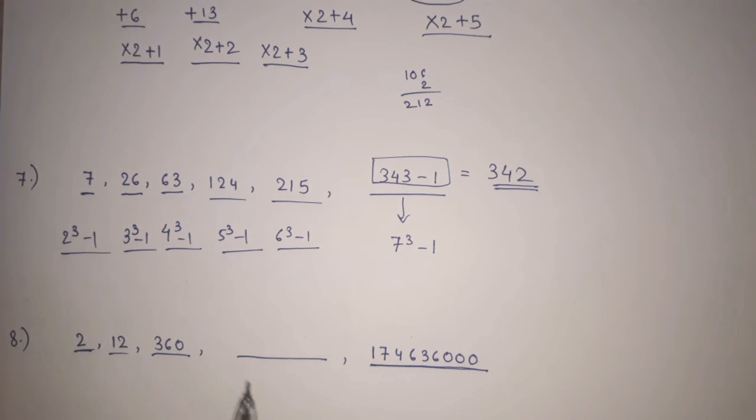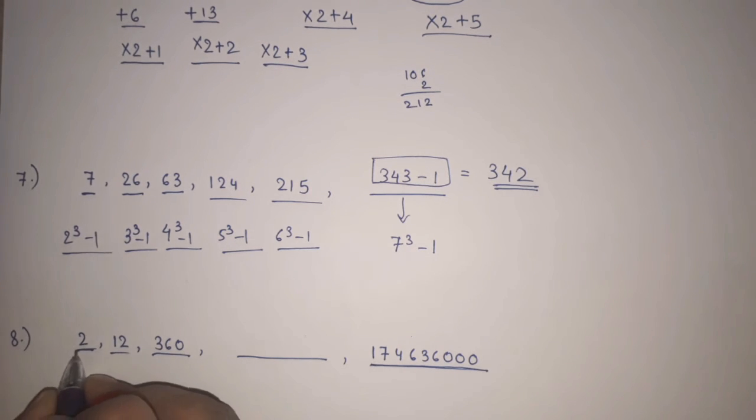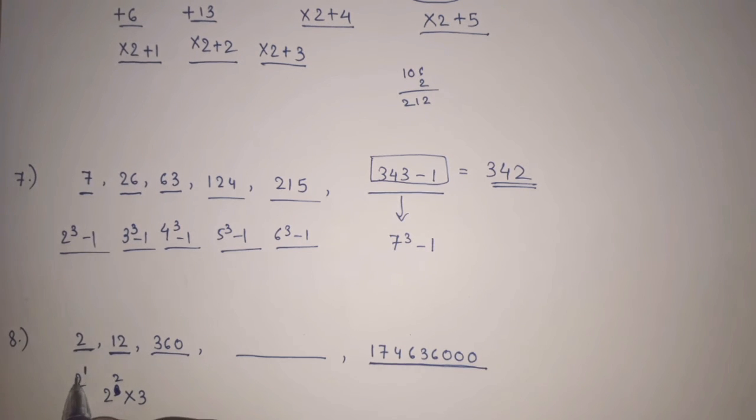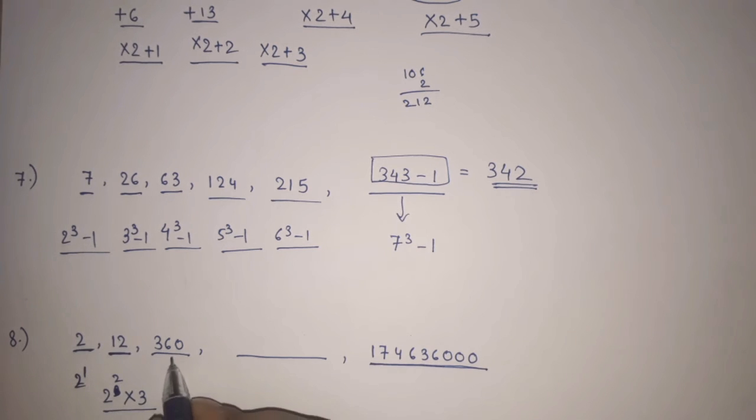So if you observe it properly, this is 2, okay, fine. This 12 you can write as 2 square into 3. Sorry, 2 square into 3. This is 2 means what? 2 raised to 1. If you observe this 12, you can write it as 2 square into 3. If you observe this 360, you can write it as 2 cube into 3 square into 5 actually.